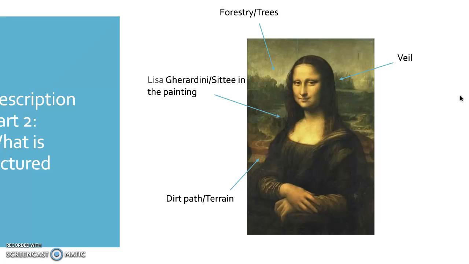Description. What's pictured? Well, we have a lot of forestry and green area around us here, and we have a lot of land grass. We have Lisa Giraldini, or the sitter in the painting, or Mona Lisa in the main foreground. We have dirt path and terrain around, making a path and curves, and the curves will be important later. Lisa Giraldini, or Mona Lisa, is actually wearing a veil as well as extensive amounts of robes.